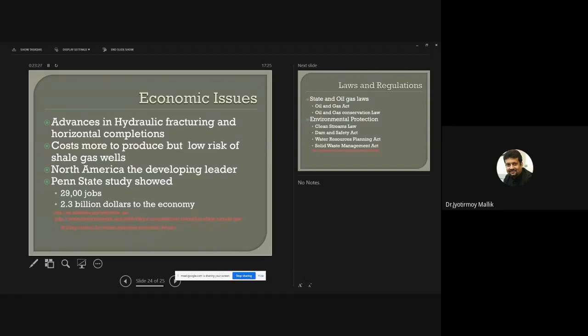So economic issues: advances in hydraulic fracturing and horizontal completions. Costs. Hydraulic fracturing and horizontal completion is not as straightforward and as cheap as a vertical well. A vertical well is cheaper, and the completion is also cheaper if you don't have to do hydraulic fracturing. But if you have to do hydraulic fracturing in horizontal completion, it's of course expensive. Costs more to produce, but low risk shale gas wells. The well cost is fairly high, but they are low risk because you don't generally drill a very deep shale gas well. North America is the development leader. It actually creates a lot of jobs and boosts up the economy.